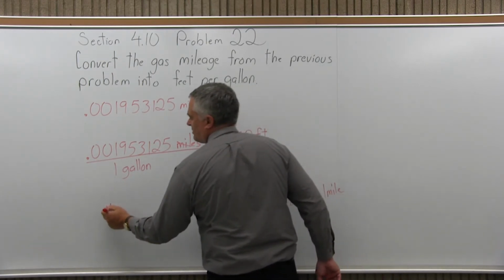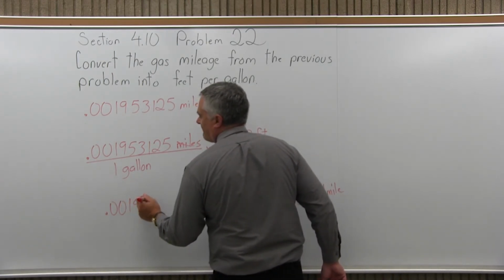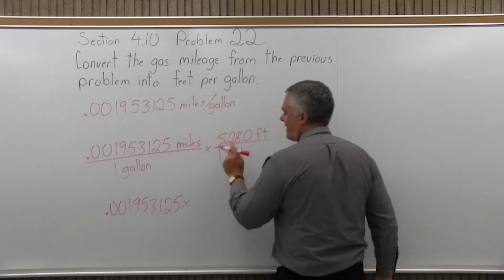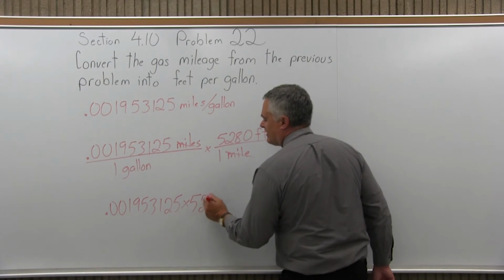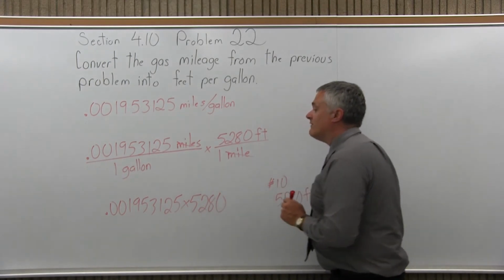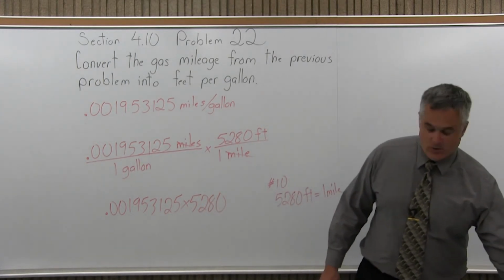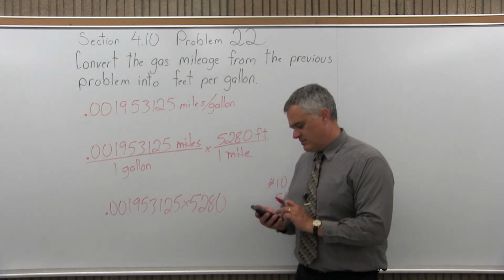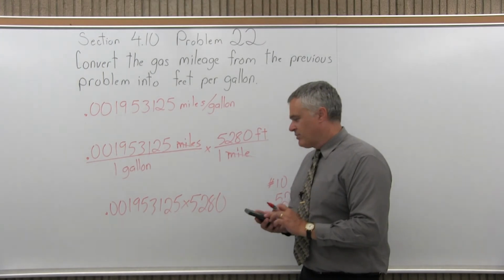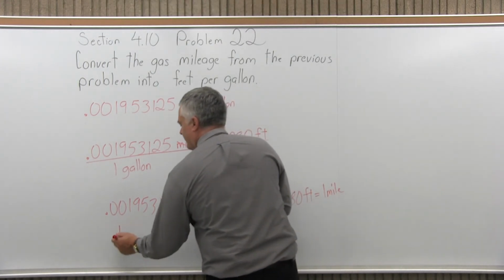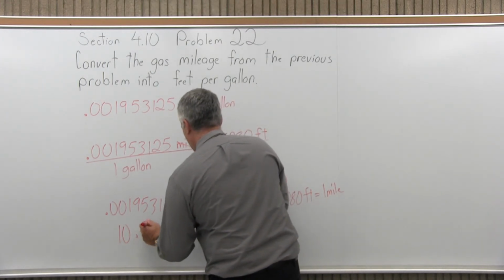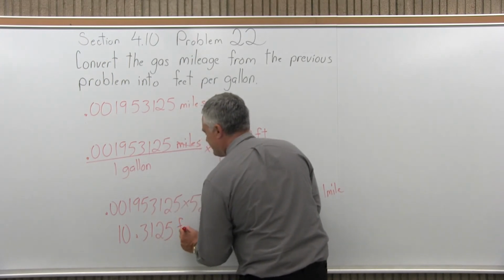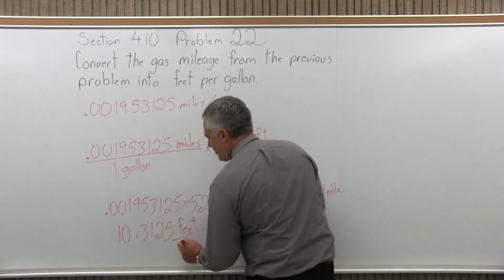So I have to do the multiplication, 0.00195325 times 5,280, and that will be in feet per gallon. That's something I definitely want to do on the calculator. So when I put it through, I get 10.3125 feet per gallon.